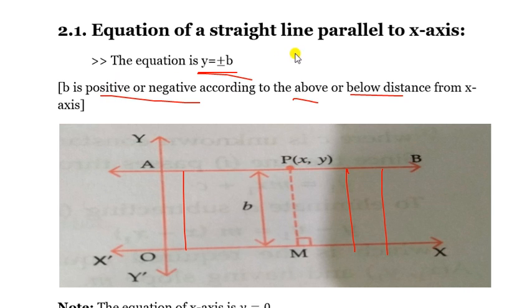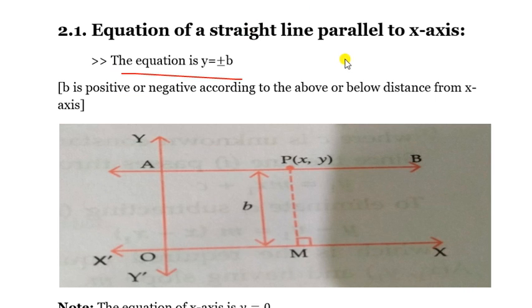So here, parallel to the x-axis. That means you will get one more equation, parallel to which axis? Yes, the y-axis, parallel to the y-axis. Let's see now. This one is also very important. Equation of a straight line parallel to the x-axis. This is the first kind.